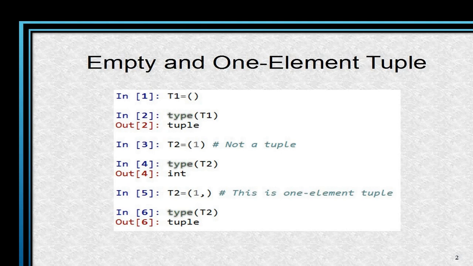Then the next one, T2 equal to 1 is given, it is not a tuple. Type of T2 if you print, it will be printed as an integer. The reason is, if you give a single element, it is not considered as a tuple. T2 equal to 1 comma. So this is the way of declaring a one element tuple. So if you are going to give only one element, give the comma also. Then type of T2 is printed as tuple. So the first one is the empty tuple, the second one is not at all a tuple, the third one is a single element tuple.